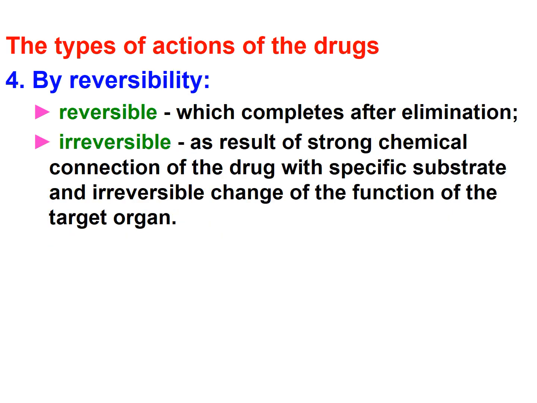By reversibility, drug actions can be classified into reversible and irreversible. Reversible actions complete after the drug elimination. So when we have the drug in the body, we have the binding of the drug with the target receptor and development of some pharmacological effect. When the drug is eliminated from the body, there is no binding with the target receptor and no effect. This is the example of reversible action.